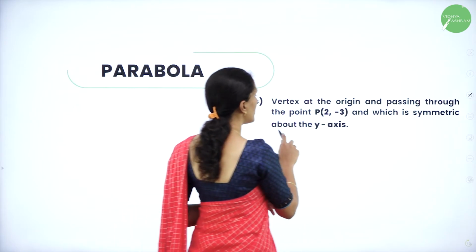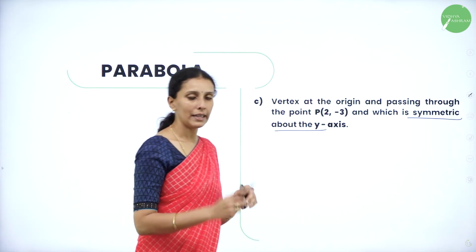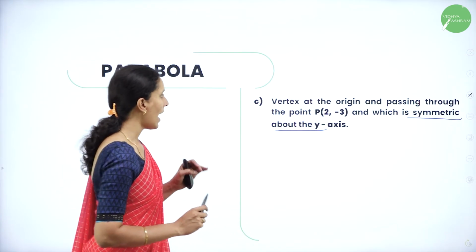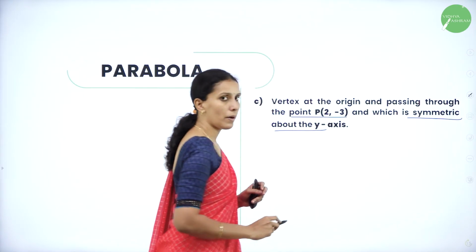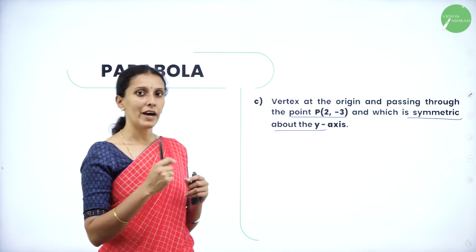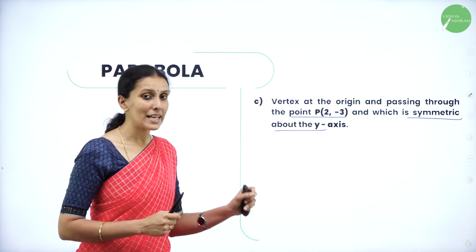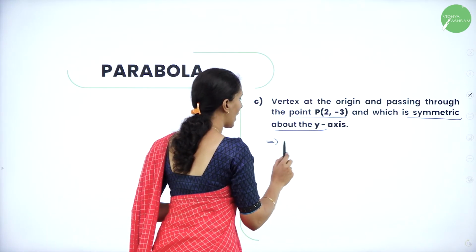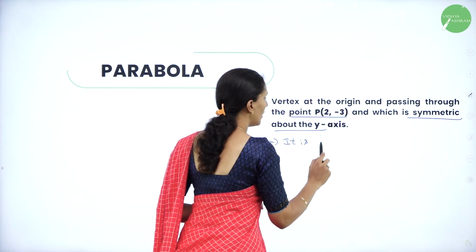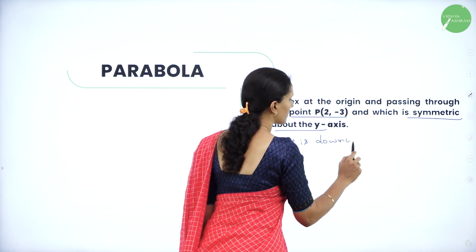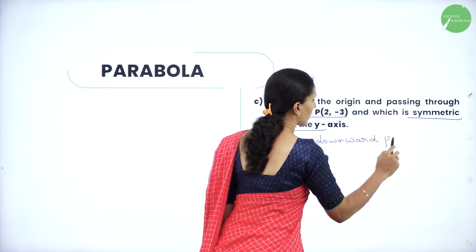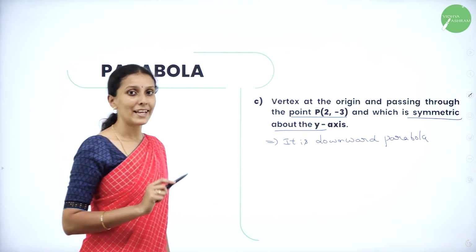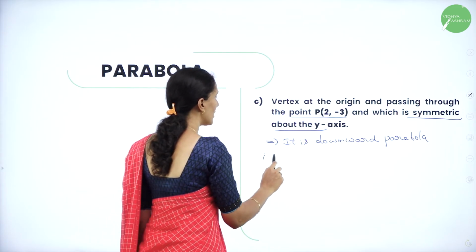y-axis. So, symmetric about the y-axis means it must be an upward parabola or a downward parabola. And look at the point P(2, -3). X is positive, y is negative. That means it lies in the fourth quadrant. So, by these two observations, what can we write? It is a downward parabola. So therefore, it is of the form x square is equal to minus 4ay.